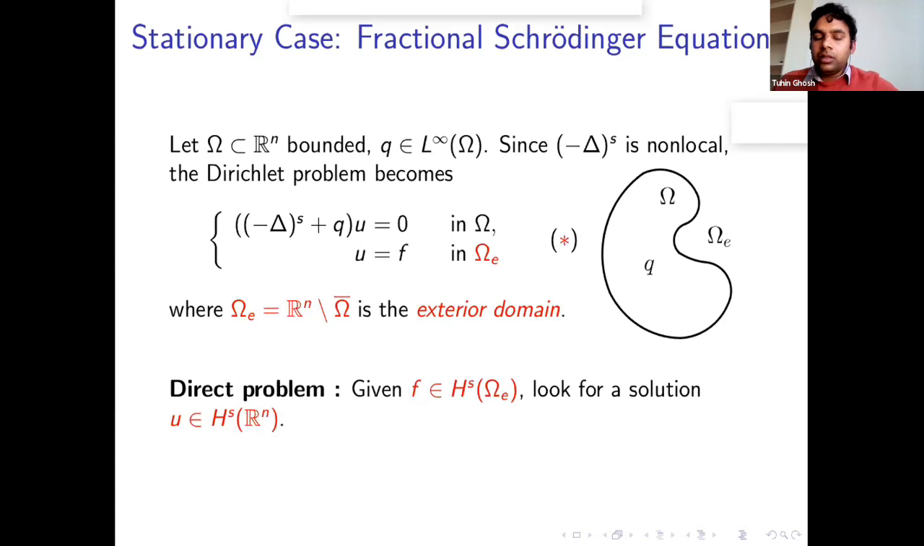So this is the direct problem. This is the first time I'm introducing the Sobolev spaces. Here we are going to solve, so my f is from H^s(Ω_e). I'll define it, and then I'm looking for a solution in H^s(R^n).